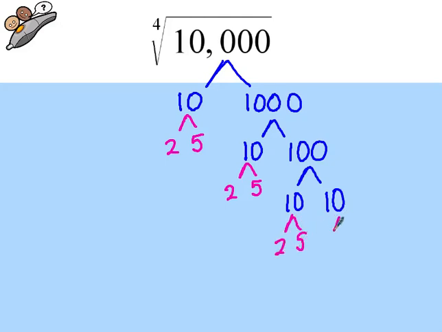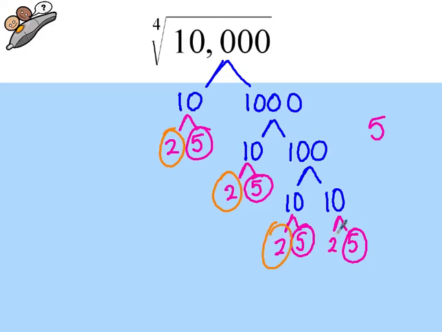And I'm looking to take things out in what? 4s. So let's see, I have 1, 2, 3, 4 5s. So there's a 5. That's one of them. And then I also have 1, 2, 3, 4 2s. So the question is, what do you do with the 5 and the 2? Multiply them, and you get 10. So that's another way.